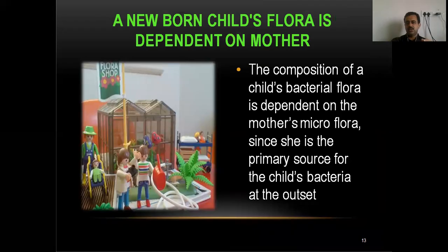The normal flora is dependent on the mother. The composition of the child's bacterial flora is dependent on the mother's microflora, since she is the primary source of the child's bacteria at the outset. So whatever the mother is carrying along with her is transferred maximally to the child after it comes out of the birth canal.